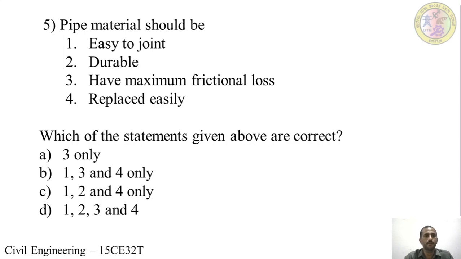Question number 5. Pipe material should be 1. Easy to joint, 2. Durable, 3. Have maximum frictional loss, 4. Replaced easily. Which of the statements given above are correct? A. 3 only, B. 1, 3 and 4 only, C. 1, 2 and 4 only, or D. 1, 2, 3 and 4.